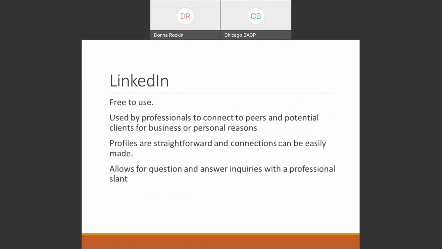LinkedIn is free to use, used by professionals. It's a great way to connect to peers and potential clients if you have a business-to-business product or service. It's straightforward and easy to make connections, but you're not there for selling. But it allows you to ask for introductions before you make a sales call on a company, if somebody in your network that you're connected to can sort of grease the wheels.